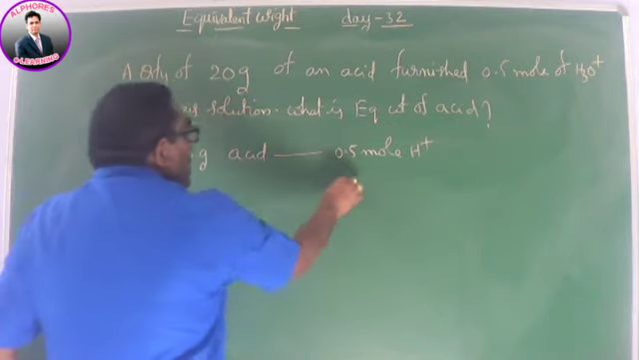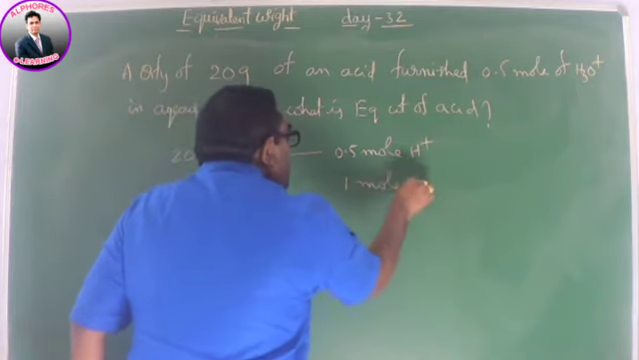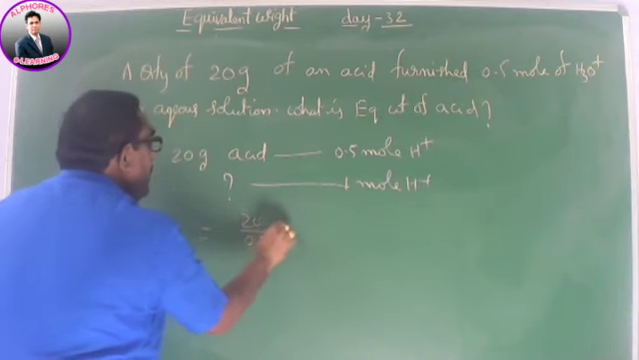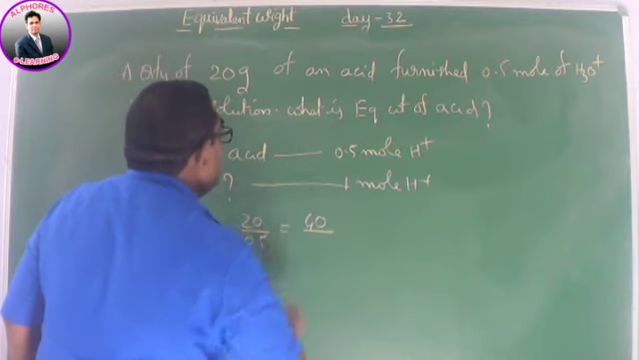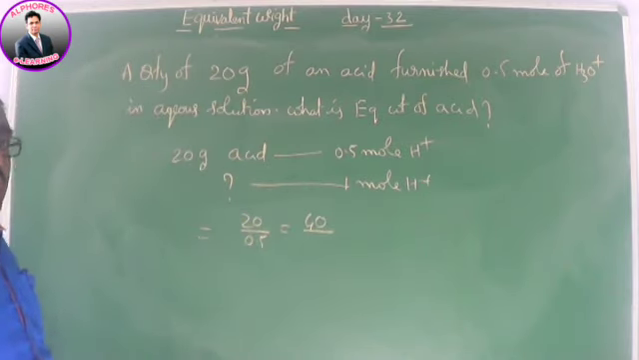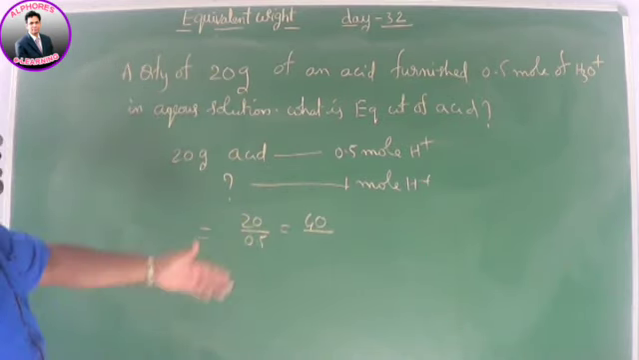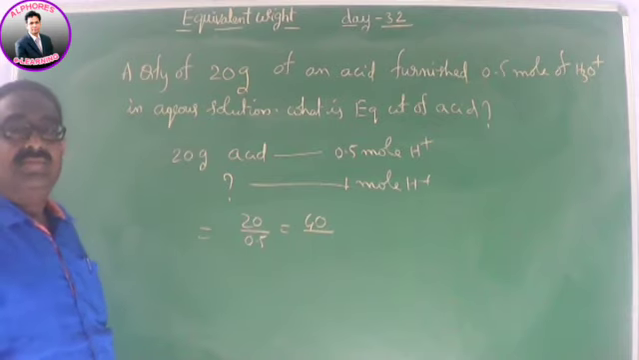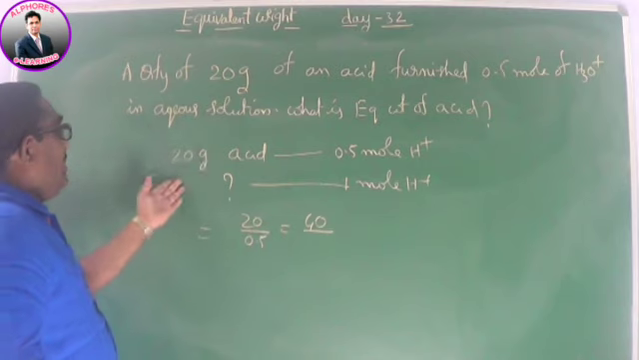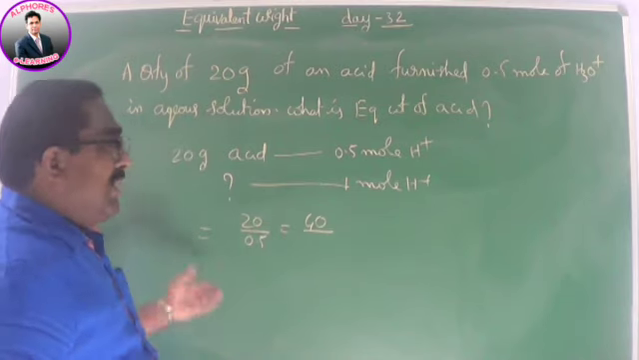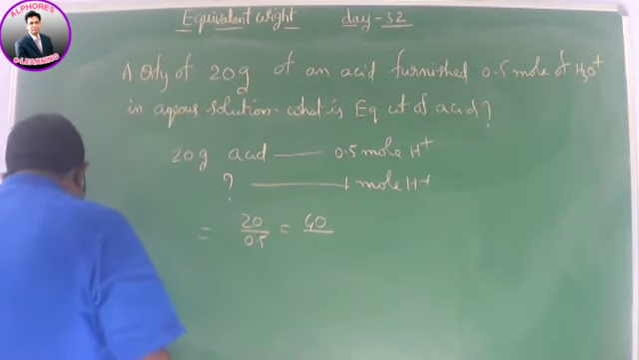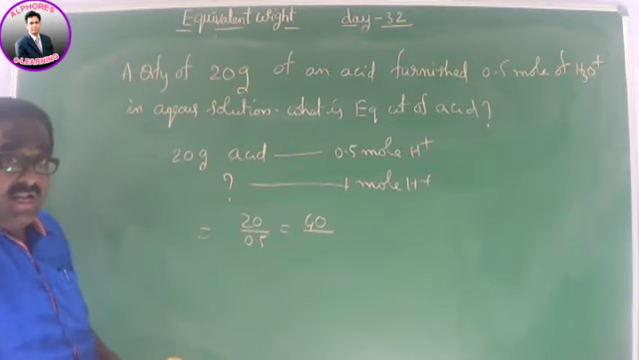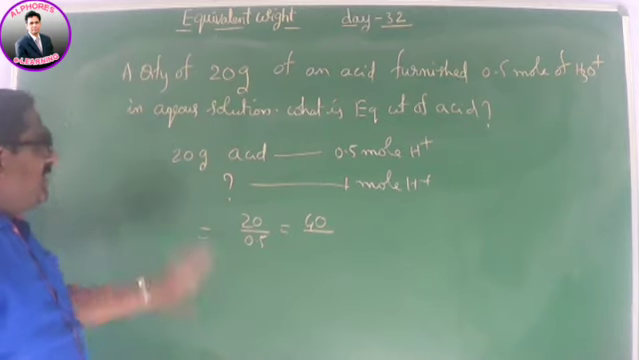So, let me calculate for 1 mole. 1 mole means what is the weight? 20 by 0.5, that is 40. Now, you can say the equivalent mass of the acid is 40. Because 1 mole of H plus is coming from 40 grams, so your equivalent mass is 40. So, please note it down. Then I will go for one more numerical. Please note it down. I will go for a very simple question.